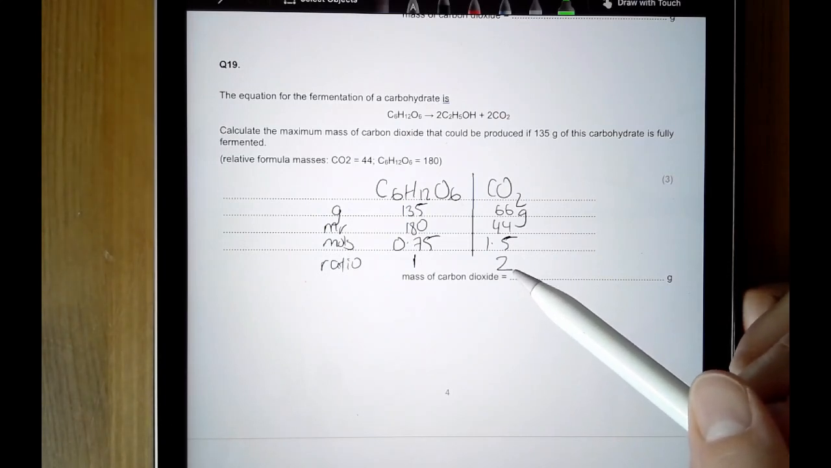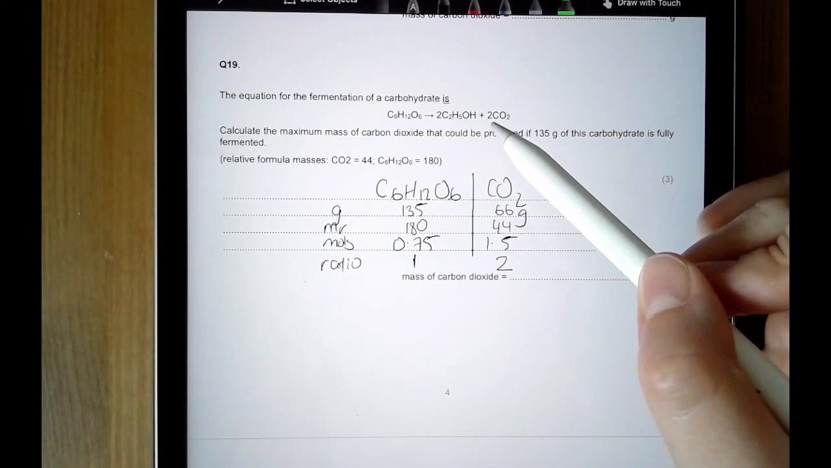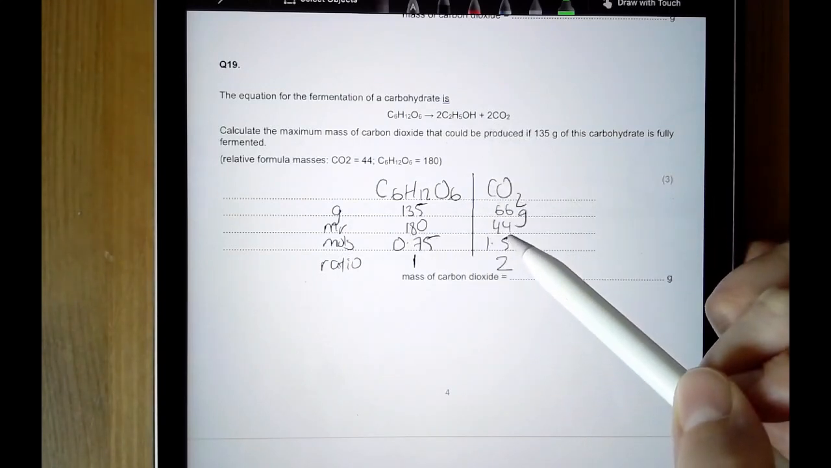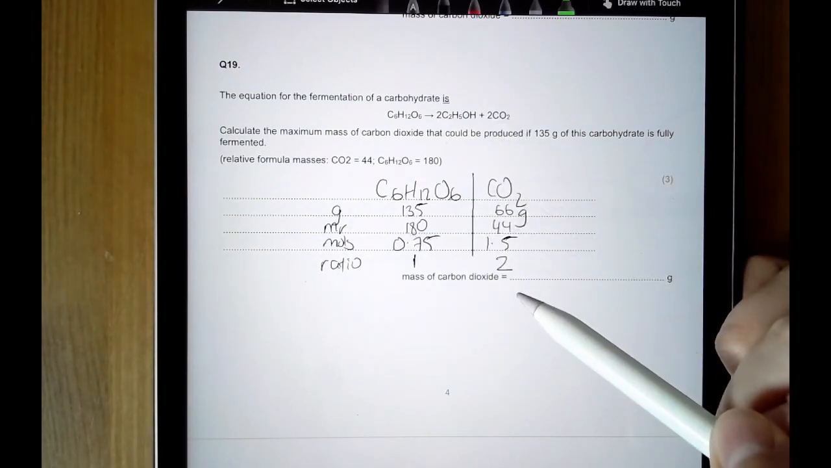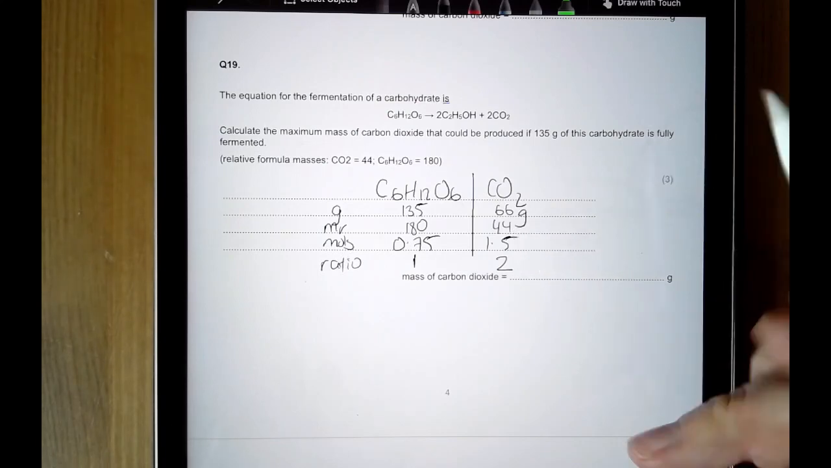Common mistake made by students, they use the big numbers, the balancing numbers, for formula mass. Don't do that. We use the balancing numbers for ratio. We do not use them for formula mass.